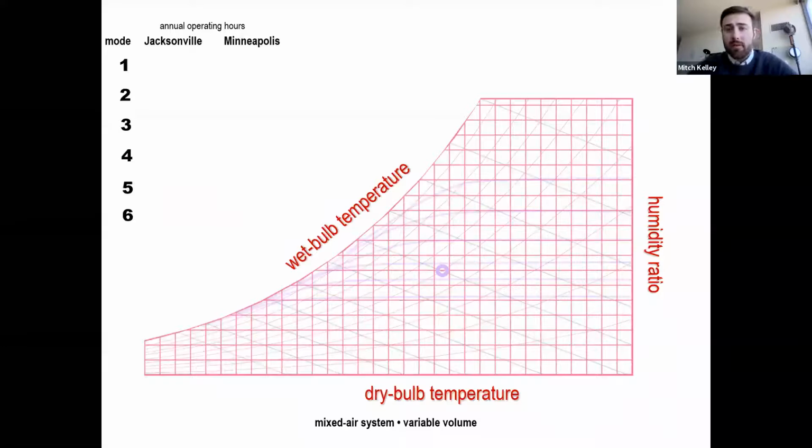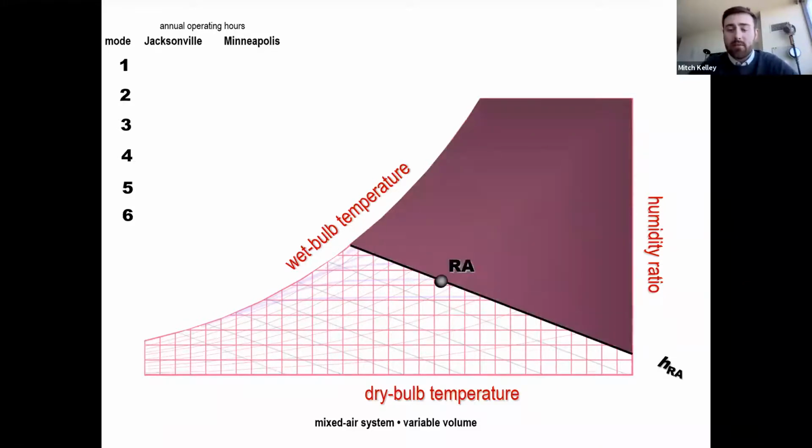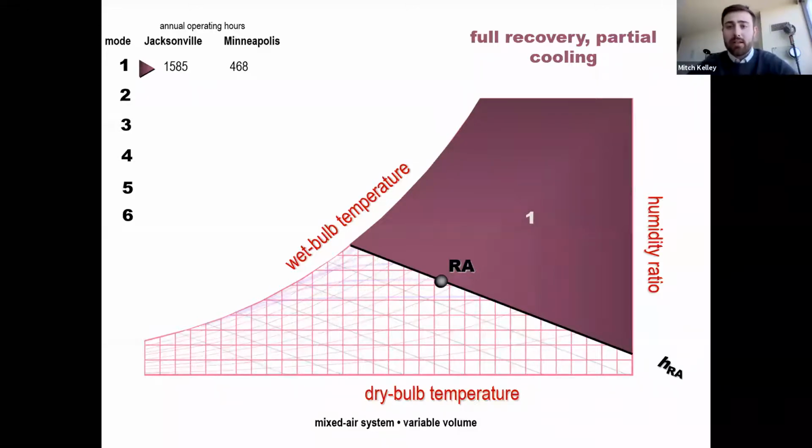So there are 6 different distinct control modes for a mixed air VAV system that uses a total energy wheel to precondition the outdoor air. They can be displayed graphically in a psychrometric chart here. In mode 1, where the outdoor air enthalpy exceeds the return air enthalpy, both bypass dampers are closed and the wheel is operated at full cooling capacity, lowering the enthalpy of the outdoor air as much as possible. The cooling coil is then modulated to maintain the desired supply air dry bulb temperature.